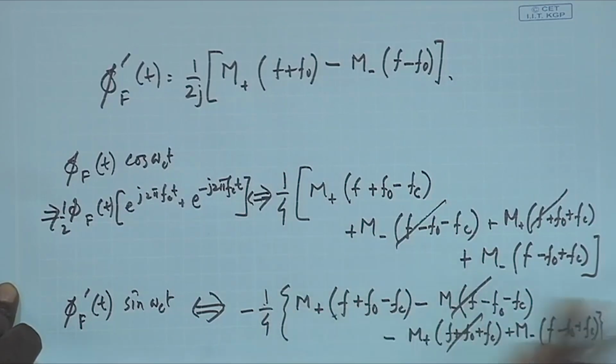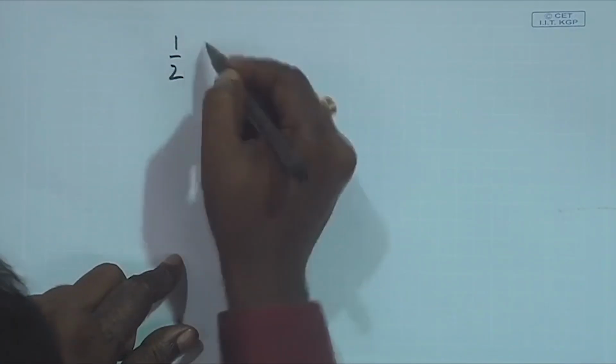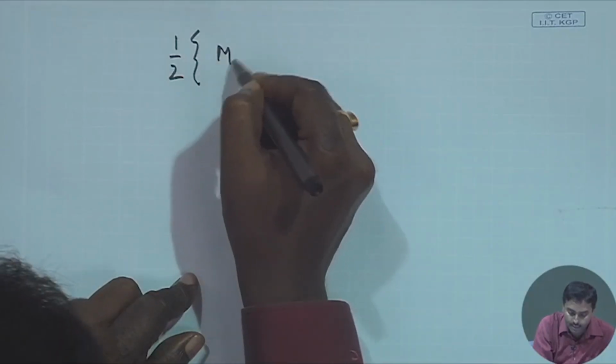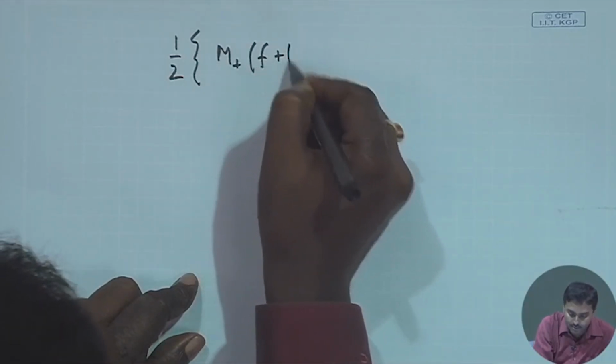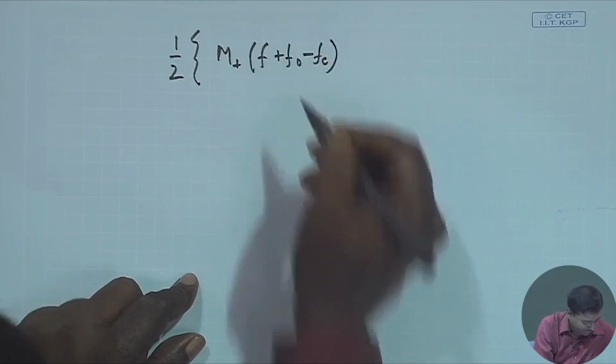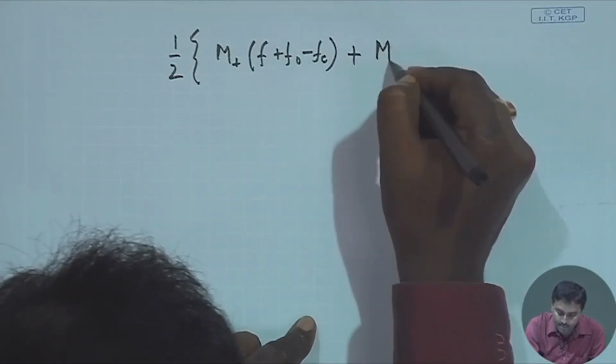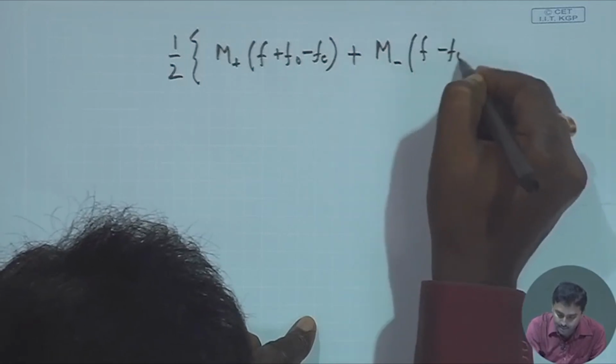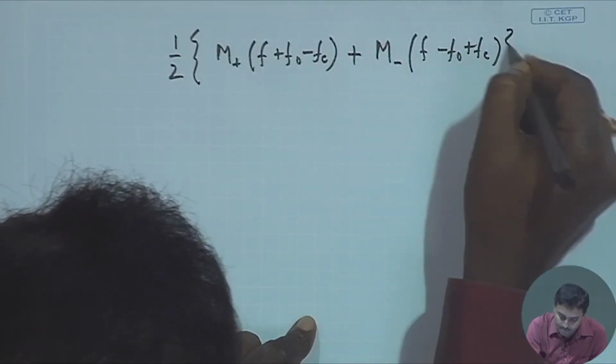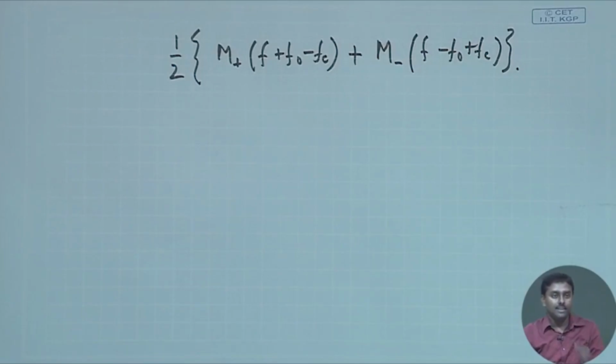So, 2 by 4 becomes 1 by 2, and you get m plus f plus f0 minus Fc, and you have another term which is m minus f minus f0 plus Fc. Very nicely this has created my SSB signal.